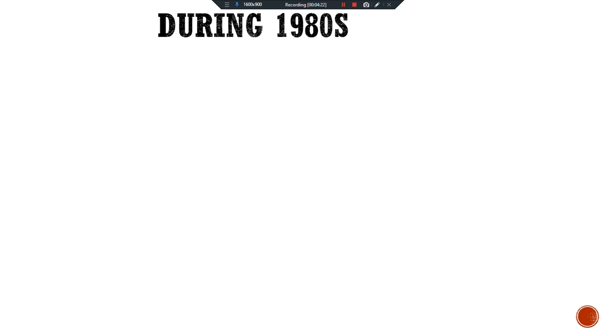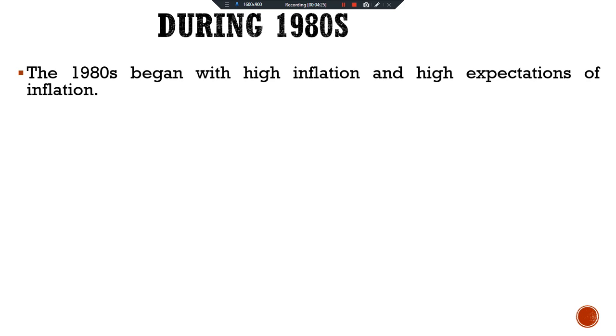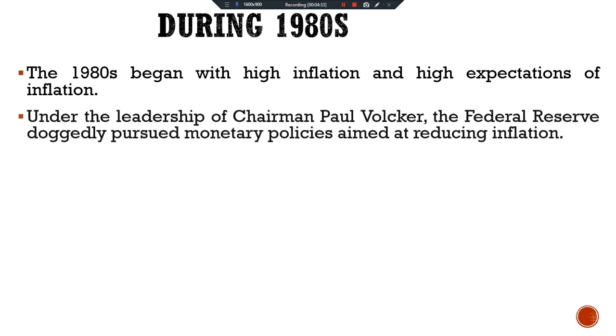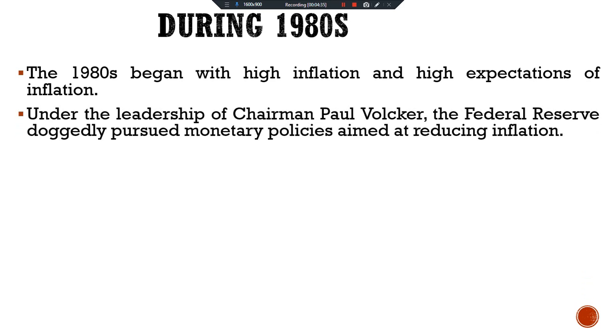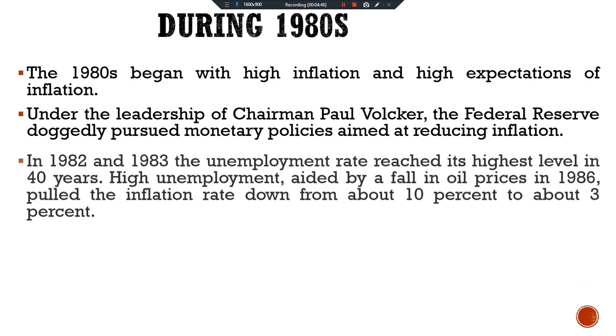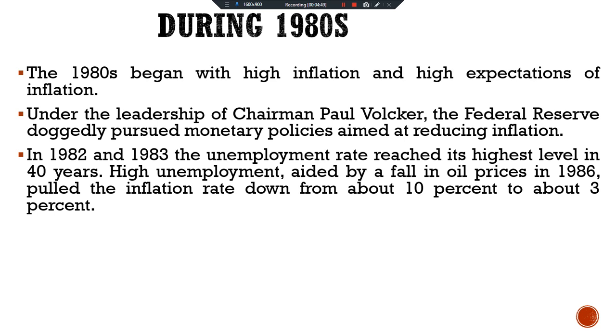During the 1980s, the decade began with high inflation and high expectations of inflation. Under the leadership of Chairman Paul Volcker, the Federal Reserve doggedly pursued monetary policies aimed at reducing inflation. In 1982 and 1983, the unemployment rate reached its highest level in 40 years. Unemployment, aided by a fall in oil prices in 1986, pulled the inflation rate down from about 10% to about 3%.